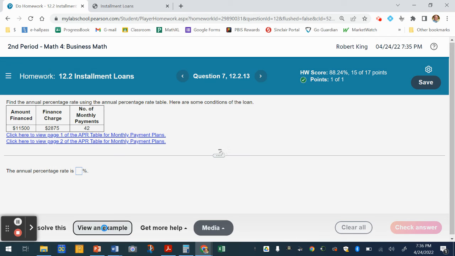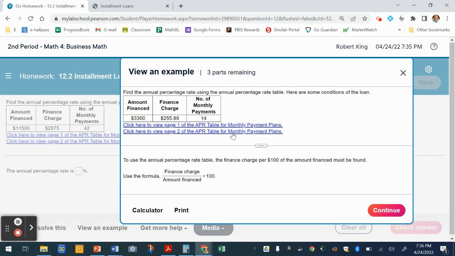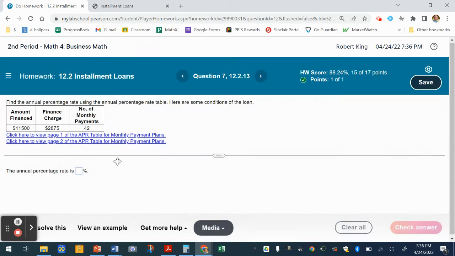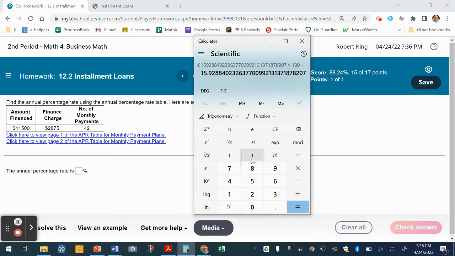So again, there's a formula that you need to know or use. By the way, these formulas are on the first page of the packet handout that I gave you. So we're going to take the finance charge divided by the amount financed times 100. So finance charge is $2,875 in this example. 2,875 divided by the amount financed, 11,500, and then times 100. We get this number 25.